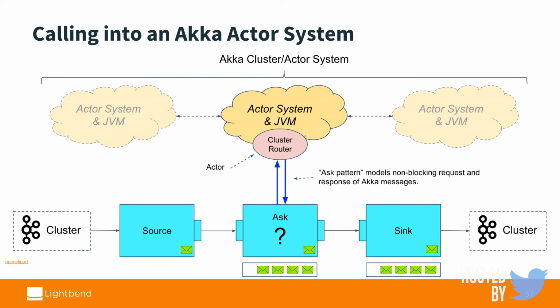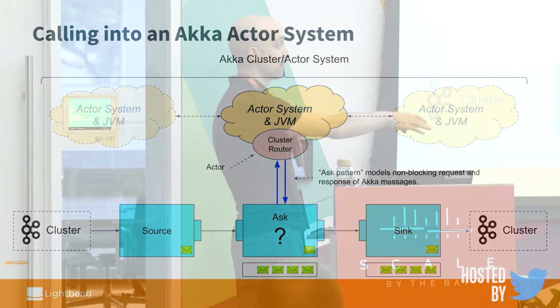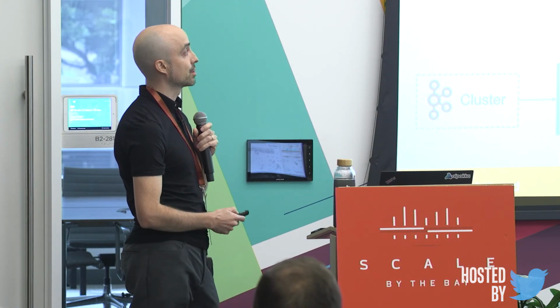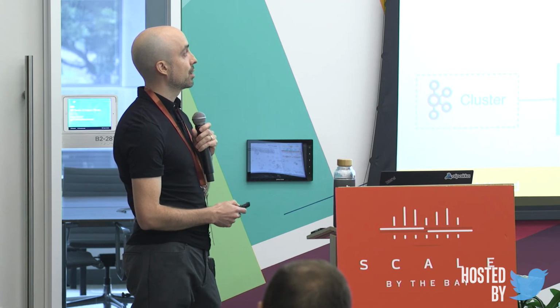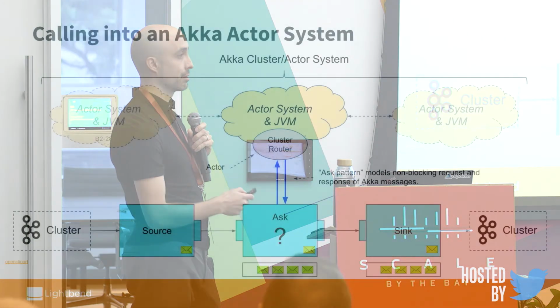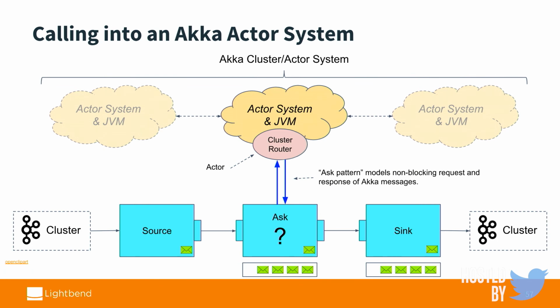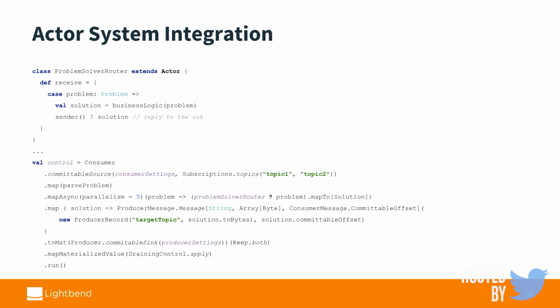So you can use this to talk to another actor within the actor system that the stream's running in, or it could be a remote actor in its own system. And it could also be part of an Akka cluster. So it could be spilled over across multiple machines. And you can model any kind of complex business logic you can imagine within Akka. So this shows how easy it is to communicate with actor systems using Akka Streams.